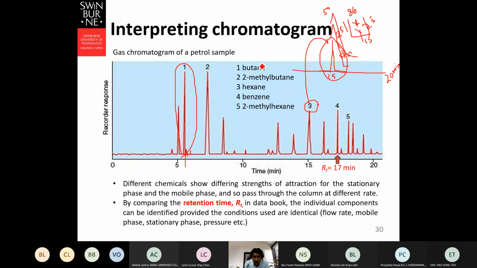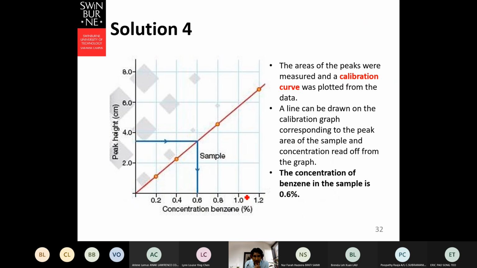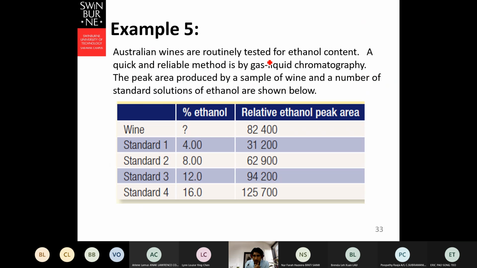So from there, I have an idea: my sample has this big peak, right? How big is that compared to these? It looks like it is more than 25% but less than 50%, in between. So I understand that my sample may have around 40%. That is how I can quantify our sample.